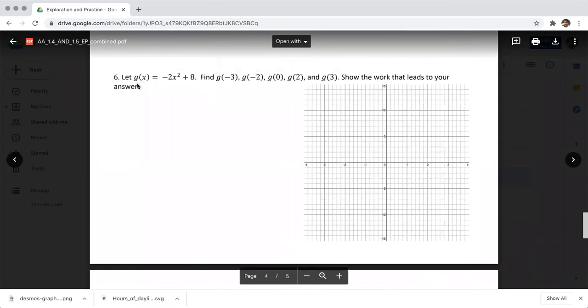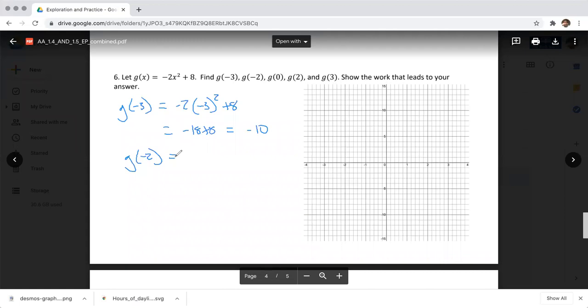Okay, so we've got a function g of x, and we're asked to find g of -3, g of -2, g of 0, g of 2, and g of 3. So let's go ahead and do that. So let's see here, g of -3. Let's plug -3 into this little function machine and see what we get. We've got -3 squared plus 8 times -2. I didn't really say that in the right way, but I think you know what I mean. So -3 squared is, now it's 9. So that would be -18 plus 8, which is -10. G of -2, hopefully you're going to find on your own if you haven't already.